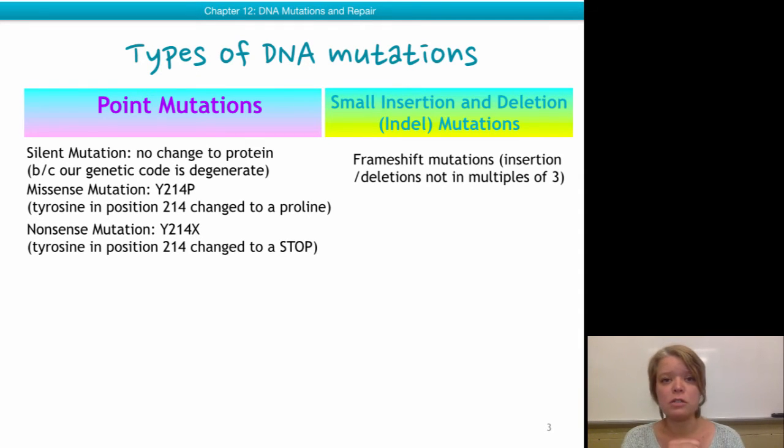Now, indel mutations also come in several flavors. The worst of them are the frame shift mutations that result in insertion or deletion of nucleotides that do not come in multiples of 3. Why is that? Well, our genetic code uses 3 nucleotides to get 1 amino acid. So if 4 nucleotides are removed, the genetic code has been shifted, and the rest of the mRNA that is translated into a protein will no longer produce any of the correct amino acids.